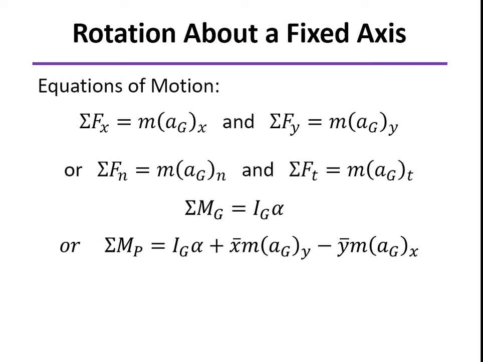But we'll show in class that there is one other alternative where we have a fixed point, and of course we are rotating about a fixed axis, so there will be one point that's fixed. If we take the sum of the moments about an axis through that point, then we can set it equal to the mass moment of inertia through that same axis times alpha.